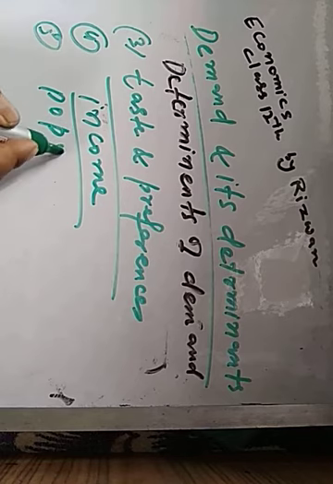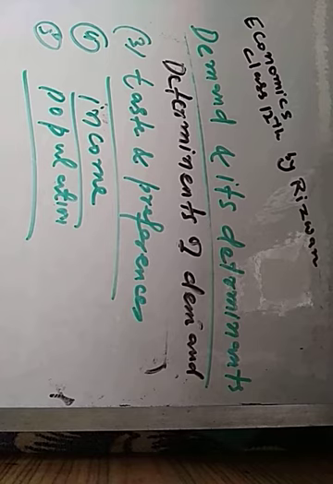Then population. Change in population also affects the level of demand for a particular good or service. For example, if there are 10 family members and they demand 10 units of bread, suppose their family members have increased from 10 to 15, the demand for bread will also increase from 10 to 15. Means change in population has affected the level of demand. Or if there is a decrease in population, the demand may also decrease.